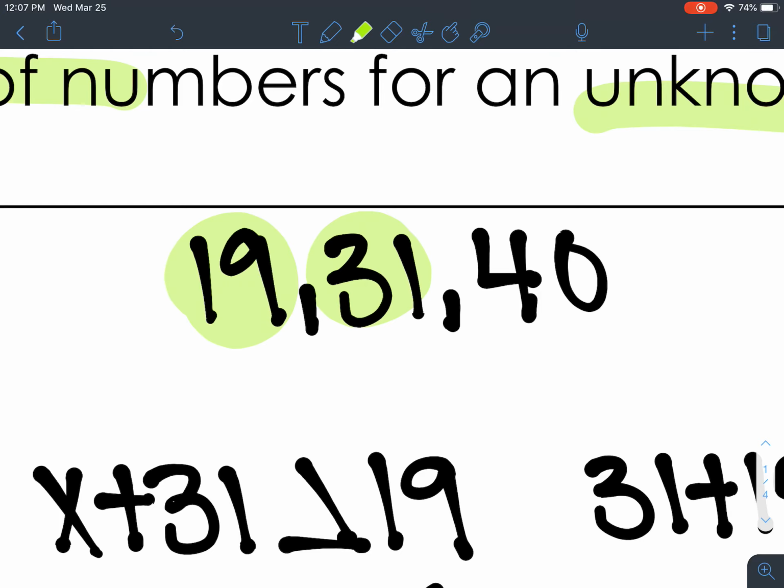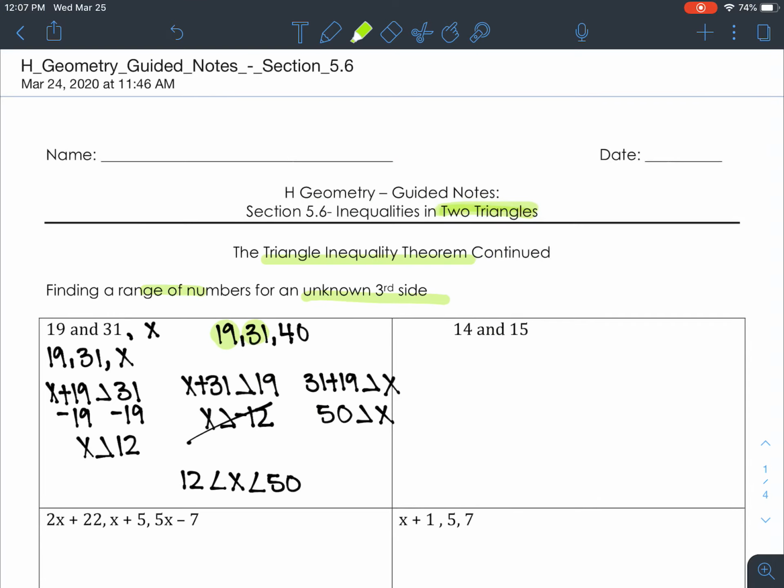That's true. All right. If I added the 31 and the 40 together, I would get 71, which is greater than 19. That's true. All right. If I added the 19 and the 40 together, I would get 59, which is greater than 31, which is true. So in all three cases, the triangle would exist. Okay. Let's try the next one.